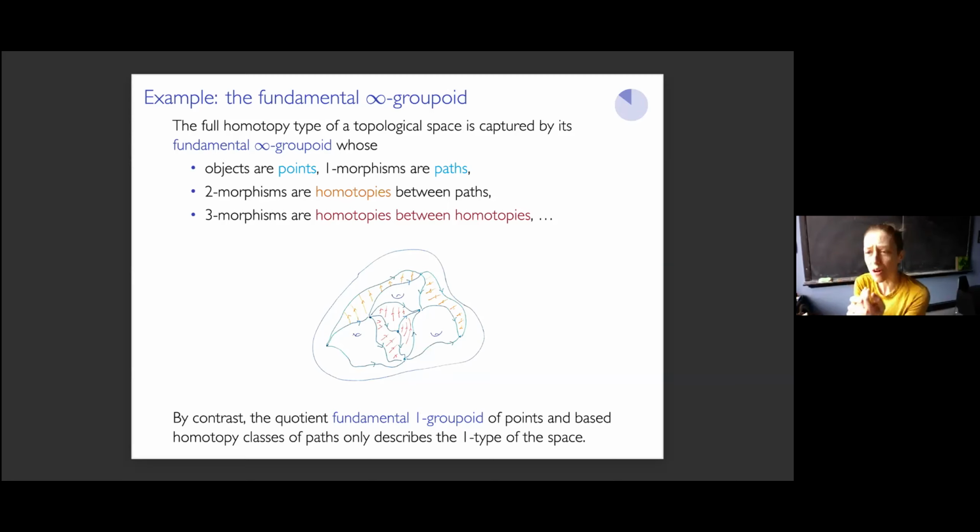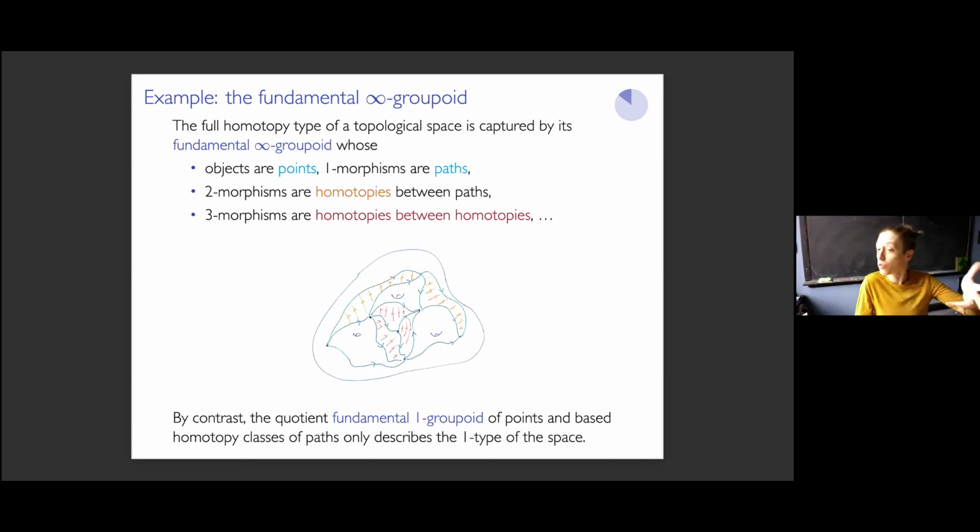An equivalent way to describe that data, in the case that your space is path connected, is instead as the fundamental one groupoid. This is an instance of a one category now, and its objects are the points in your space, and its morphisms are paths in the space, but still up to this homotopy relation. So if you can deform a path into another, they count as the same morphism.